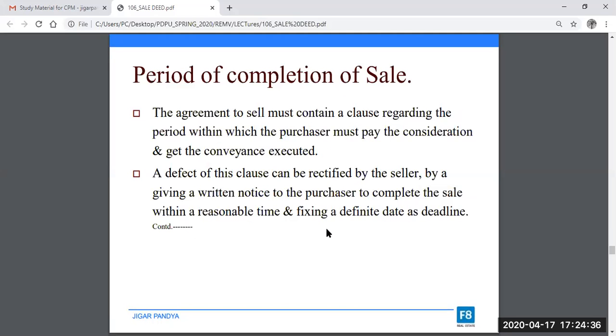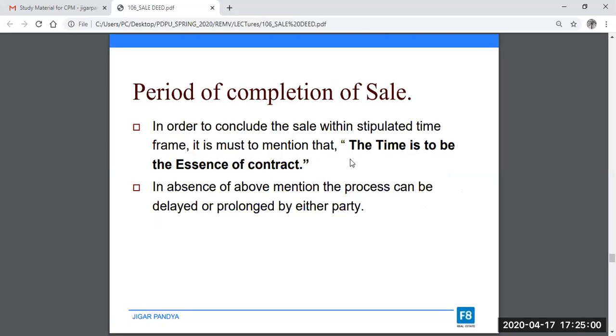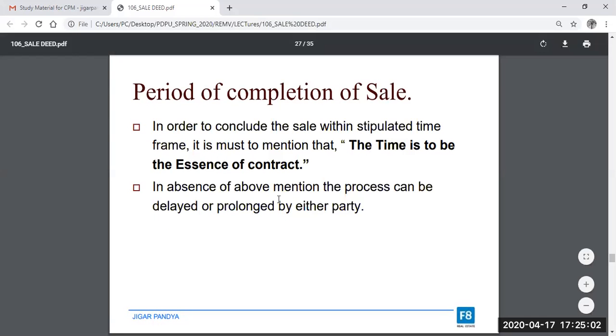Period of completion of sale. The agreement to sell must contain a clause regarding the period as to in what time it should be completed. A defect in this clause can be rectified by the seller by giving a written notice to the purchaser to complete the sale within a reasonable time, fixing a definite date. So when it comes to sale, time is of the essence, and so it's very important to have time attached with this particular sale.